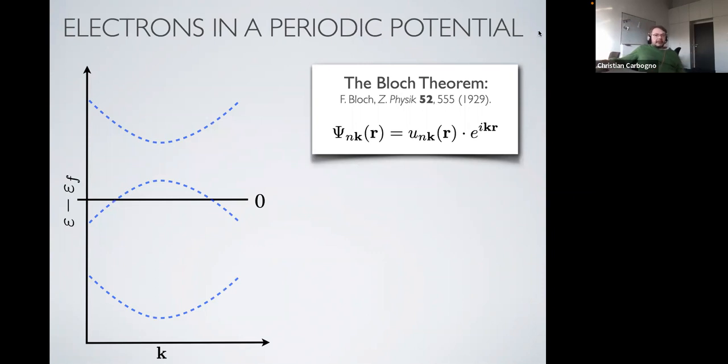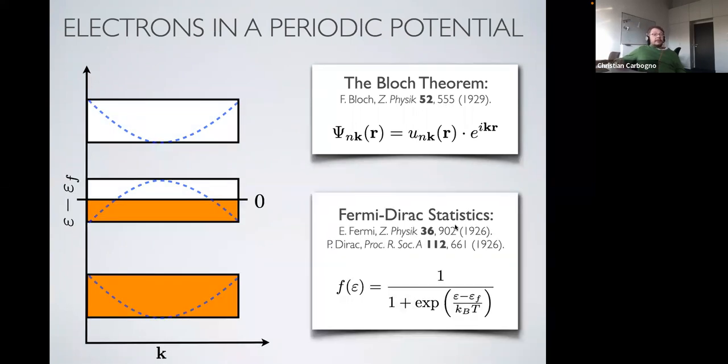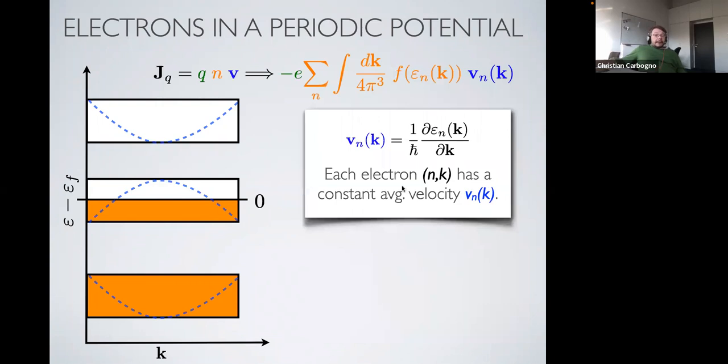Know that electrons in a periodic potential fulfill the Bloch theorem and that they follow the Fermi-Dirac statistics. This already has two very important consequences if you want to evaluate the flux of electrons. First, we can look at how this flux is defined in a semi-classical way. With the charge of the electron, and this is clear, this is just the electron charge, we have an occupation number, and this is given by the Fermi-Dirac statistics. And then we have a velocity of the electron, and this is the group velocity of the band, so the derivative of the band structure.